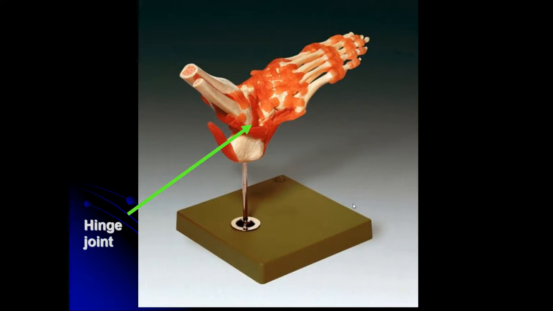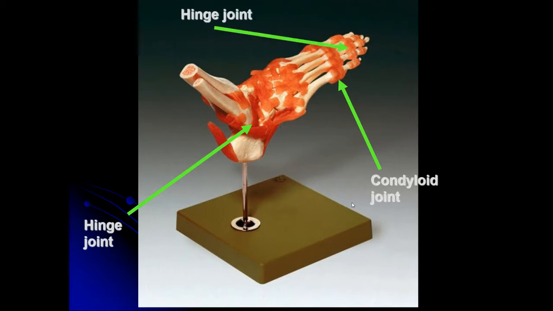We already talked about the syndesmosis joint, but the joint between the tibia and the fibula and the top of the foot, the talus, is a hinge joint. We also have hinge joints between the phalanges. And then where the phalanges join onto the foot is a condyloid joint. We have gliding joints between the tarsals.